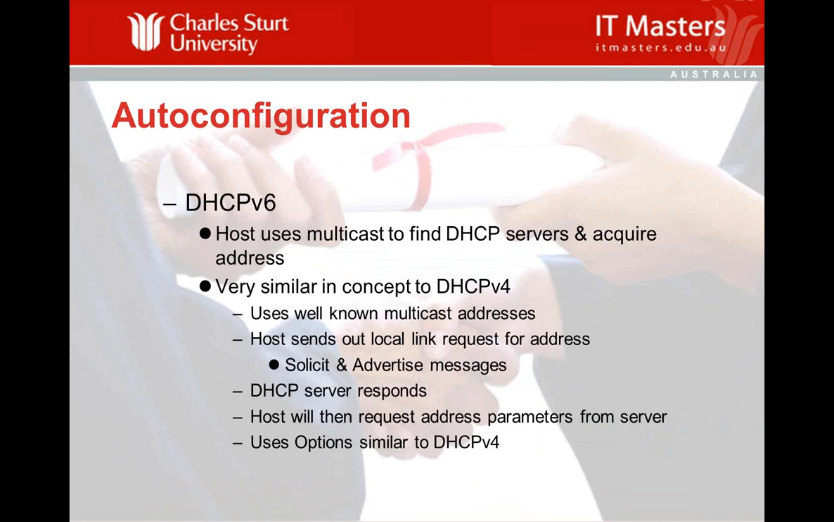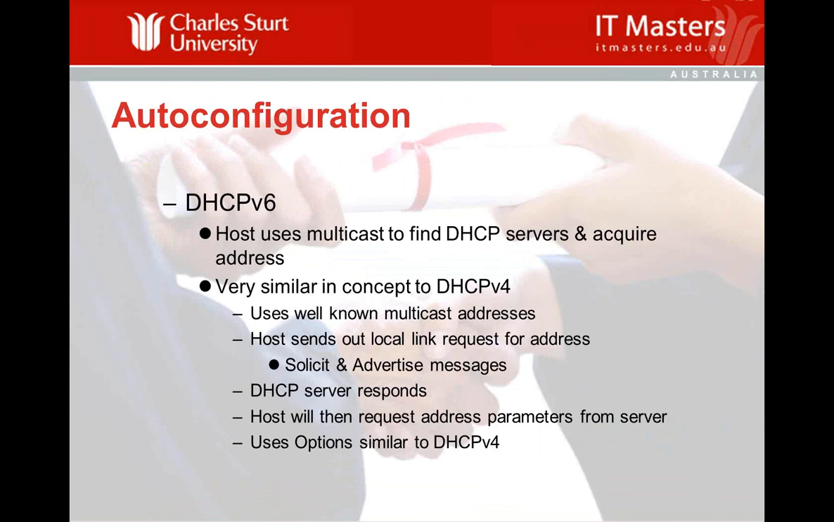And then there's DHCP version 6. DHCP version 6 is similar in a lot of ways to v4. It uses multicast, though, to find the DHCP service, so it doesn't use broadcasting to find the DHCP service and acquire its address. It's similar to DHCP 4 in that it uses well-known multicast addresses. It sends out local link requests for the address, so the solicit and advertise messages come backwards and forwards between the server and the host.